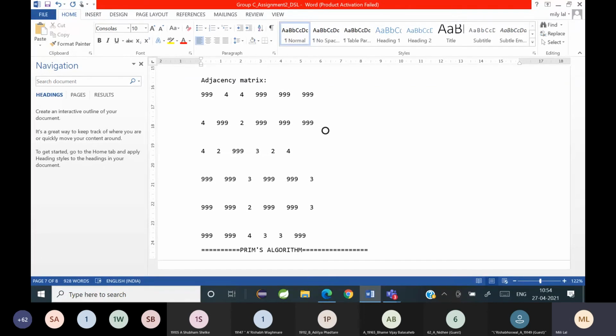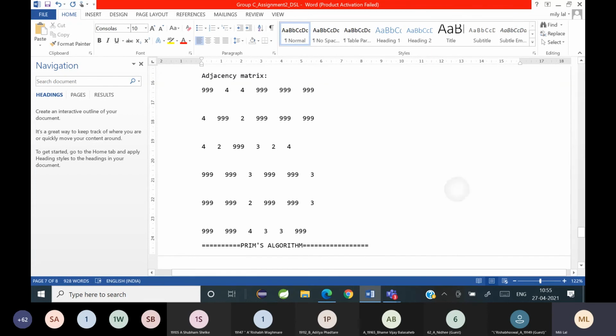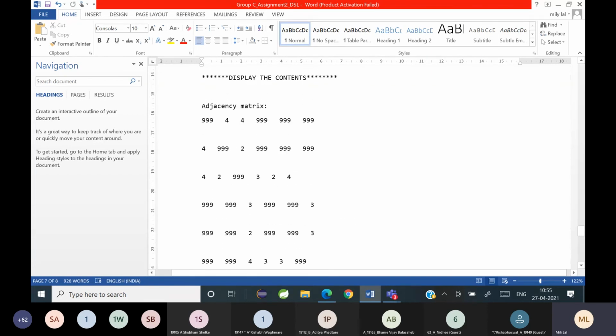So here it is not 1 and 0. Why? Because it's a weighted graph. In a weighted graph, wherever there is a connection, the weight of that connection will be put, and in other places it will be either infinity or 0. Here we have put 999 wherever there is no connection. If you remember, in the input part, we were initializing the matrix with 999, and whenever a connection is added, you're putting the values over there. So you get the adjacency matrix like this when you display.